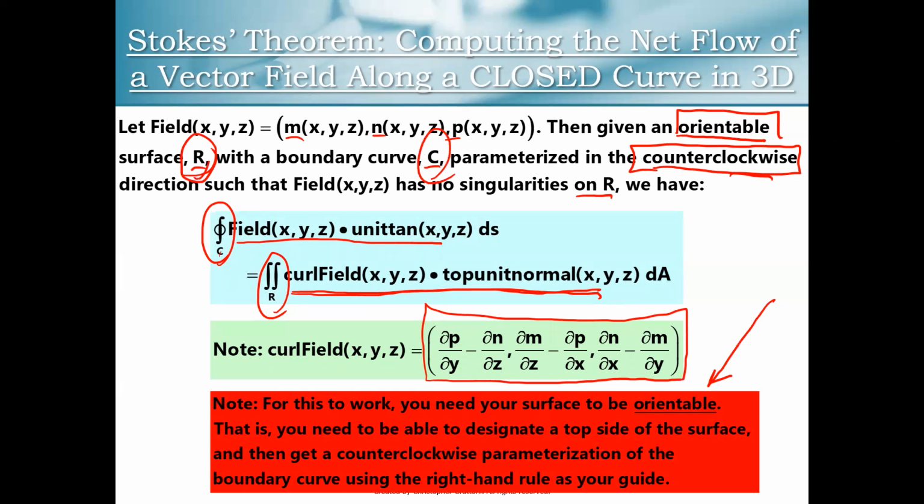That's going to work fine. If our surface is a filled-in ellipse and our boundary curve is the ellipse that runs along the boundary, no big deal. That's going to work as expected. So as long as we don't have something like a Mobius strip, Stokes theorem should work pretty darn well for us.